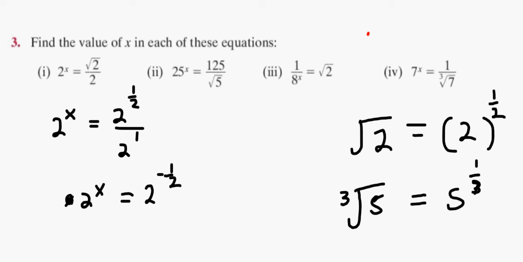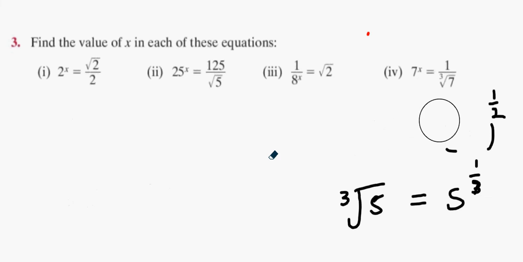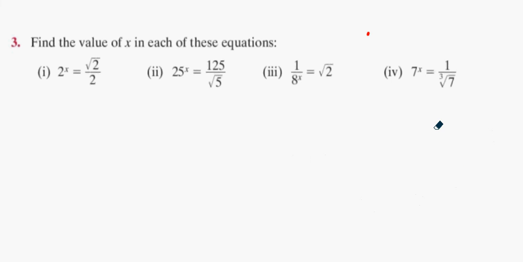Now, the next rule you might not be too familiar with is the negative power rule. The negative power rule works like this. If I said 5 to the power of minus 2, what would you tell me? 1 over 5 squared. Cool with that?